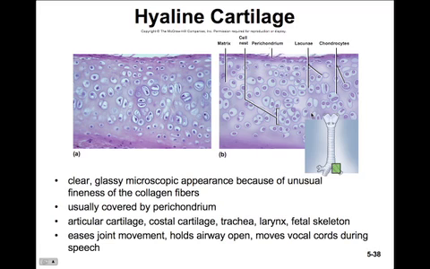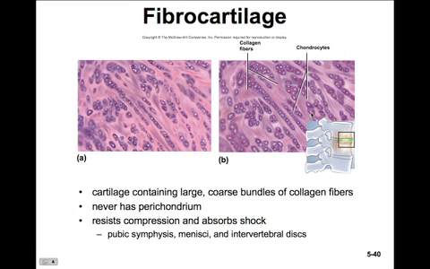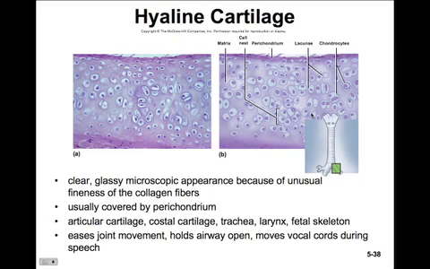There are a couple of different types of cartilage. We've got hyaline cartilage, elastic cartilage, and fibrocartilage. We'll begin with hyaline cartilage. It's very clear and has a glassy microscopic appearance because of the unusual fineness of the collagen fibers in there.